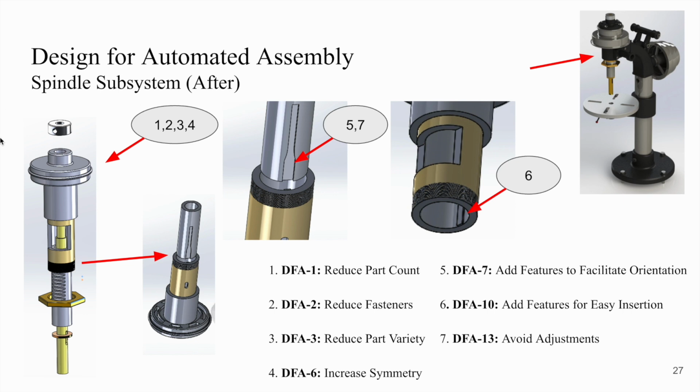We added a feature on the sleeve to facilitate orientation, allowing for the bars to slide with a larger tolerance entrance immediately after insertion, but adjust to align the bars correctly during insertion and to avoid any adjustments needed. We added a feature to the new combined spindle cone sleeve for easy insertion. And we referenced the following design guidelines that suggested these modifications.